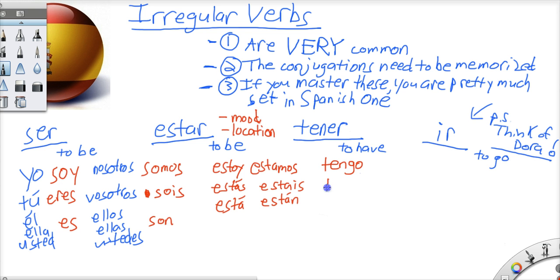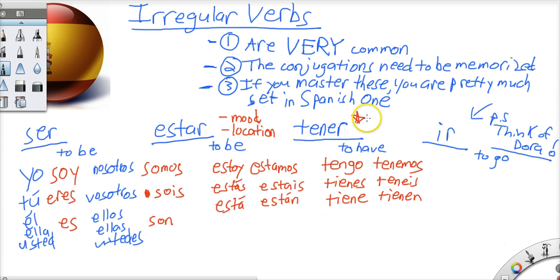Tengo, I have. Tienes, you have. Tiene, he or she has. Tenemos, we have. Tenéis, you have. And tienen, they have. Make special note here that tener is used to mean to have, and it also means many other things.